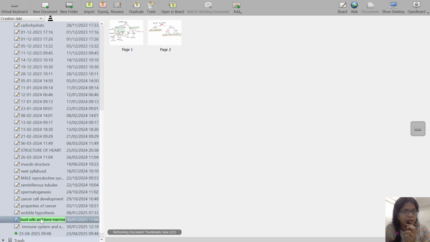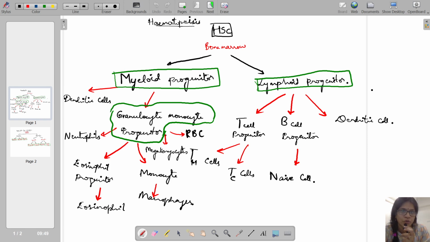Now let's see, where are blood cells actually formed? The process of production of blood cells is called hematopoiesis, right? Hematopoiesis is the term used. Here you can see the diagram of how the blood cells are produced in the bone marrow. They are called hematopoietic stem cells. This is the main branch from which we get all the different types of blood cells.